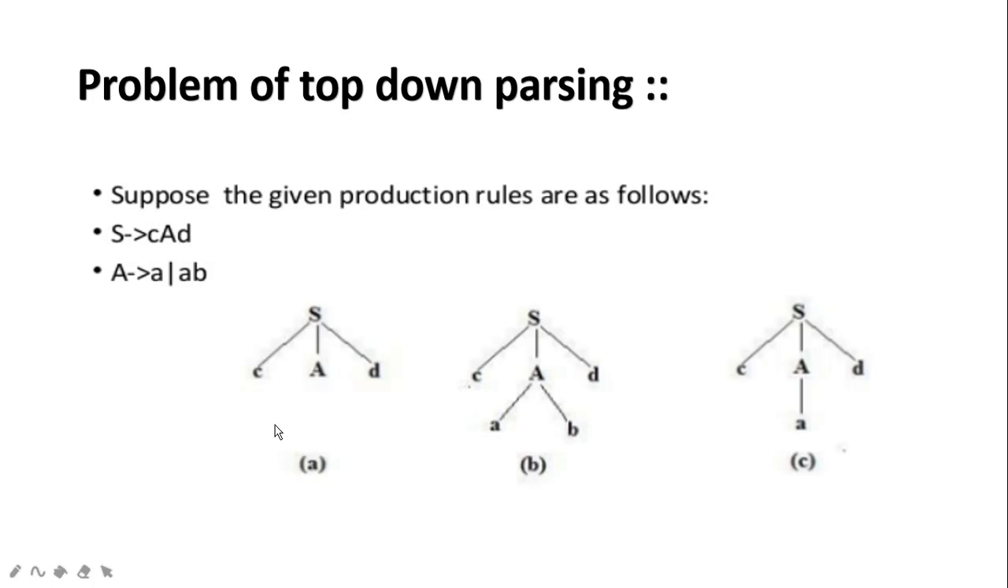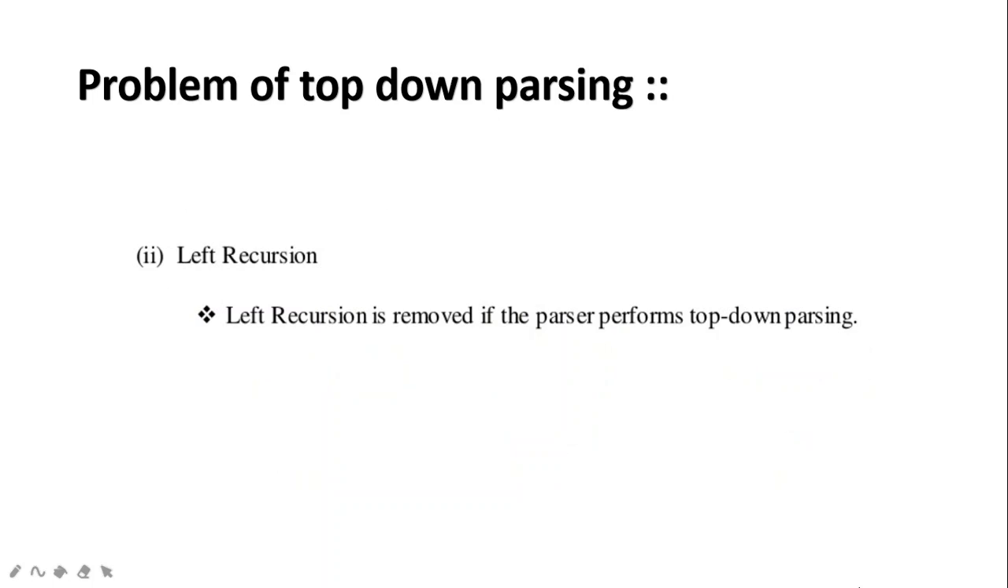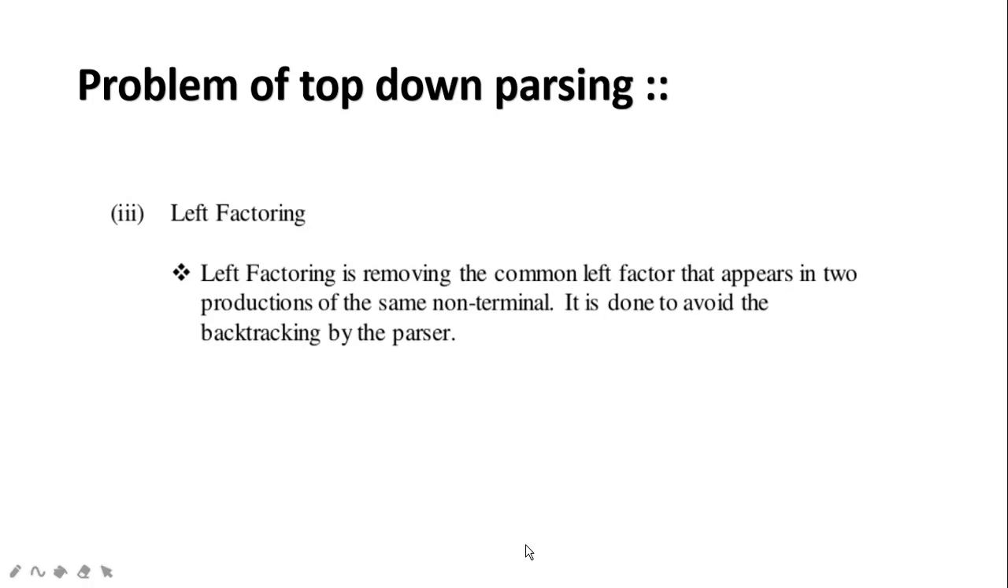So there is C A and D, capital A and D, and then A will produce A or B, and then A can produce A. So left recursion is removed. The next problem of top-down parsing is left recursion, which is removed if the parser performs top-down parsing. And the next problem is left factoring. Left factoring is removing the common left factor that appears in the productions of the same non-terminal. It is done to avoid backtracking of the symbol.